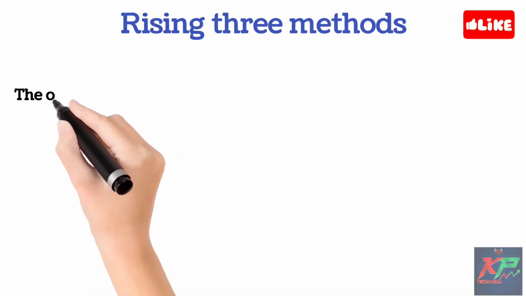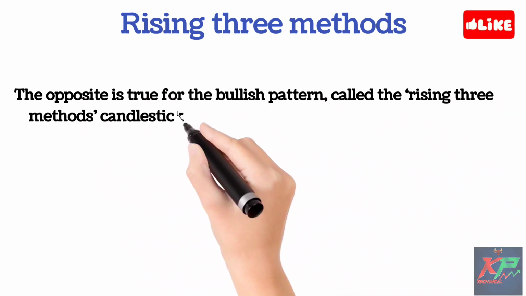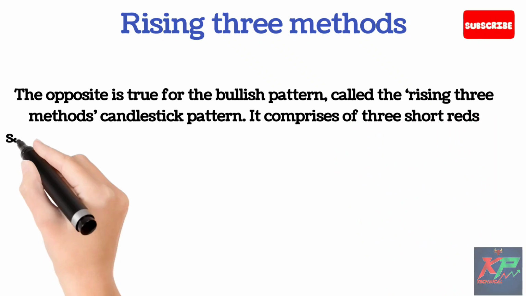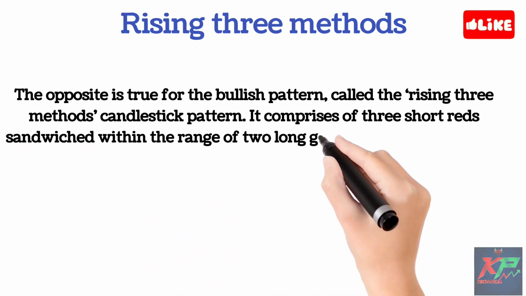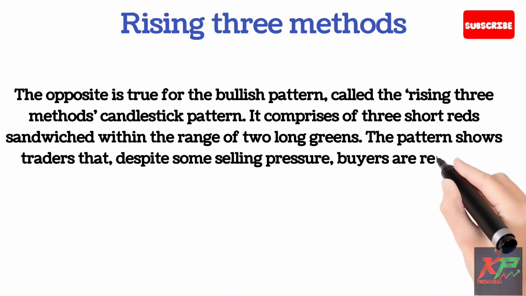Rising three methods: the opposite is true for the bullish pattern, called the rising three methods candlestick pattern. It comprises three short reds sandwiched within the range of two long greens. The pattern shows traders that, despite some selling pressure, buyers are retaining control of the market.